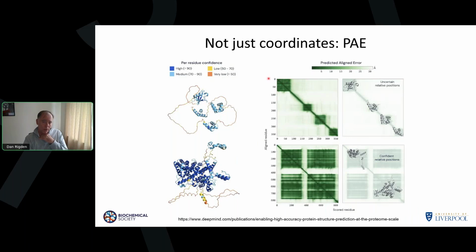And so if you've got a block like this, that corresponds to a folded domain in which all of those distances are reliable. The power of the PAE is when we look off the diagonal. So here's the first domain, here's the second domain, and we can ask, is the orientation of the first domain with respect to the second domain confident? And AlphaFold is saying, absolutely not. I've got no idea if this is right.